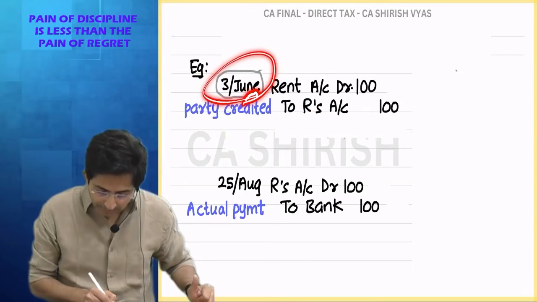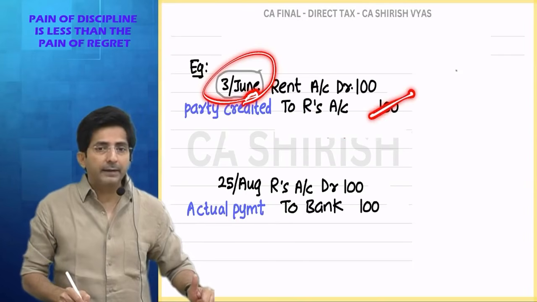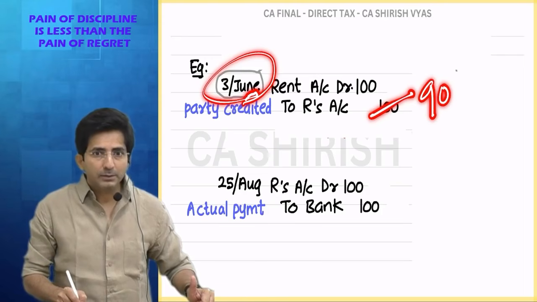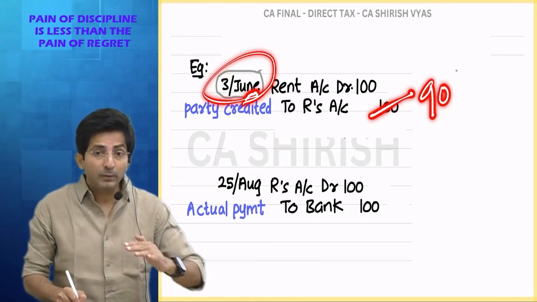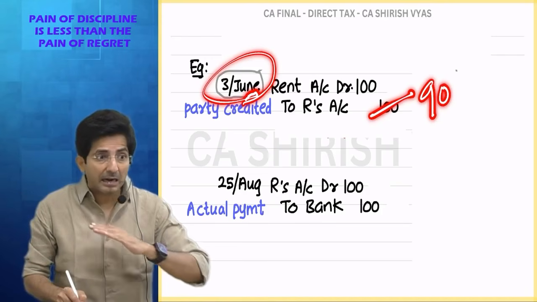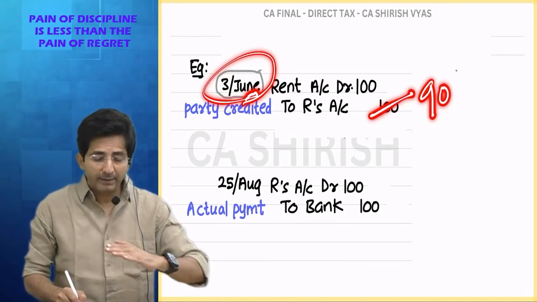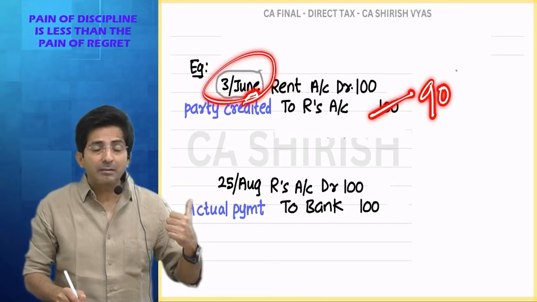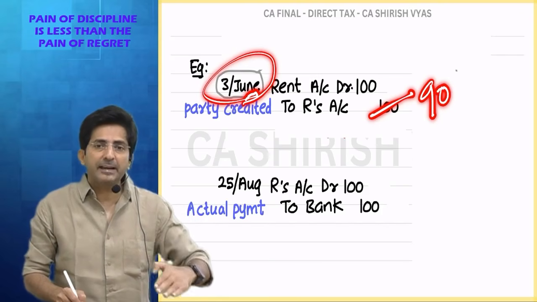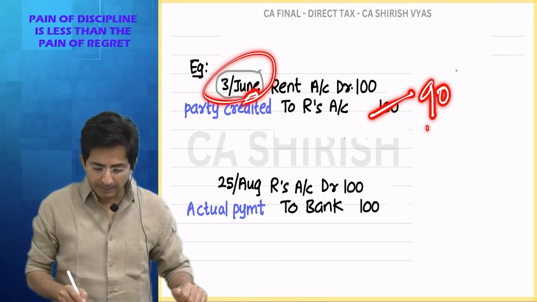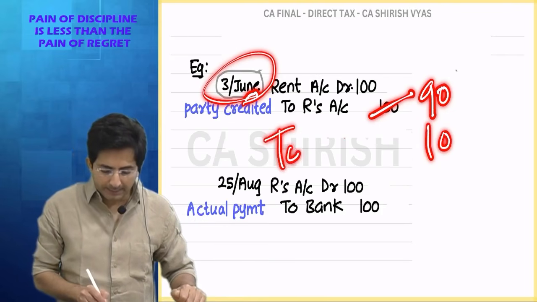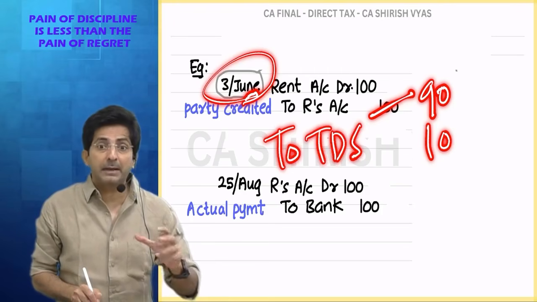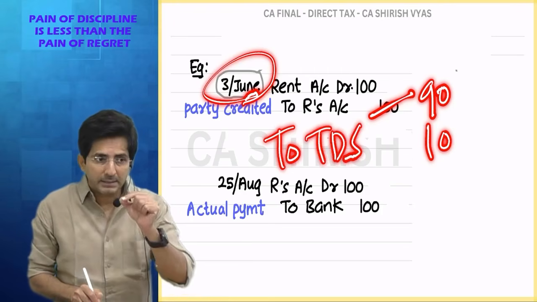So see, I will cut 100 and I will make it 90. This is called cutting. Don't we say TDS kata, TDS deducted? So are you getting the feeling of deducted? Mr. R was 100 and I deducted, I made it 90. And the corresponding 10 will appear as TDS payable in my books, TDS liability. This is called TDS deducted.